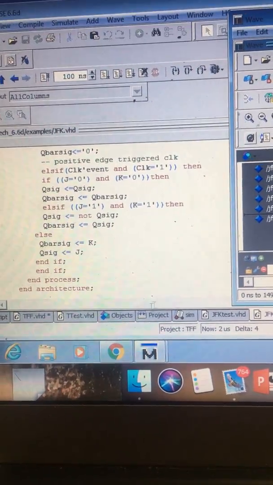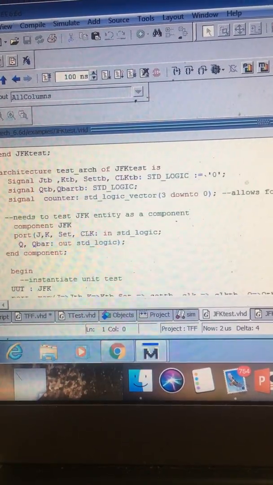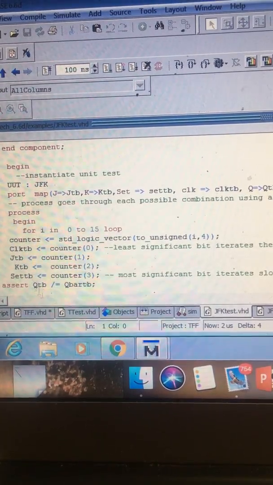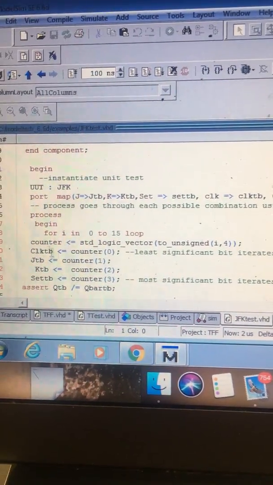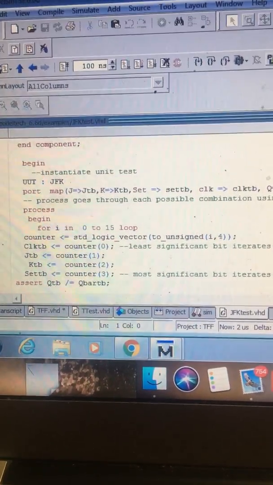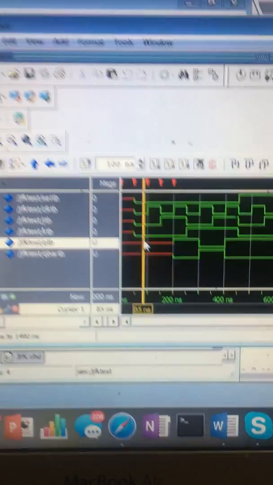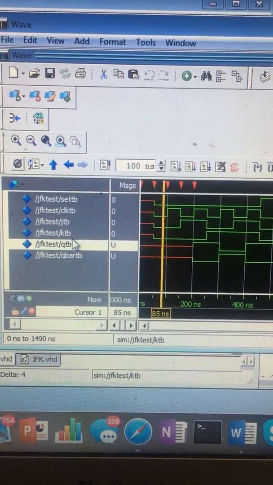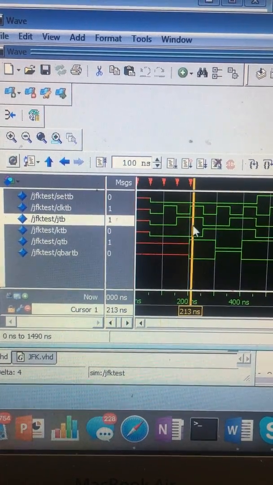So here is our test. For this, we used a loop to iterate through all 16 possible input combinations using a counter. And so let's go to our simulation. Here we can see, here is set, here's clock, here's J, and here's K. Here's Q and Qbar.